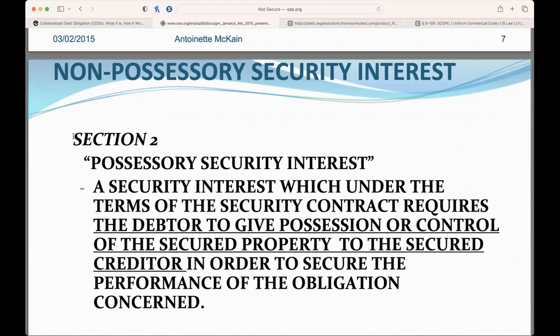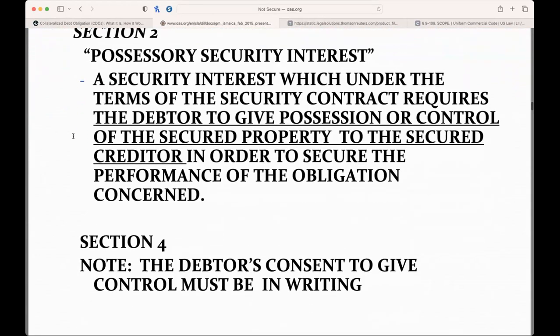We didn't. We gave them possession of the note. We signed it, gave it back to them. Or control of the secured property, which again, you know what property is. So in order to secure the performance of the obligation concerned, and that performance we want is for them to settle the obligation in our favor, which they never do.